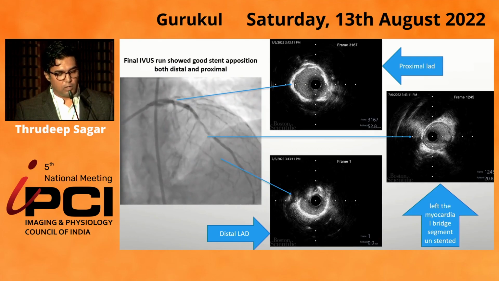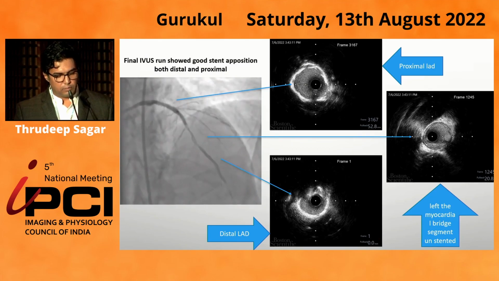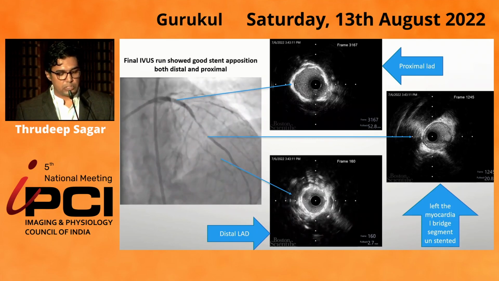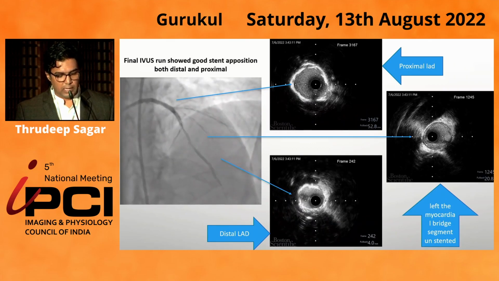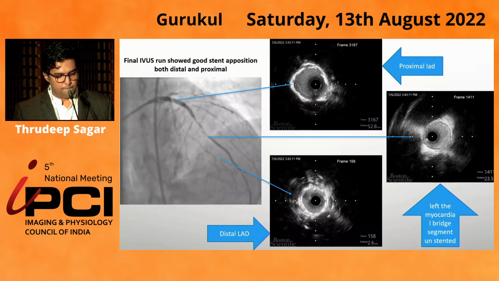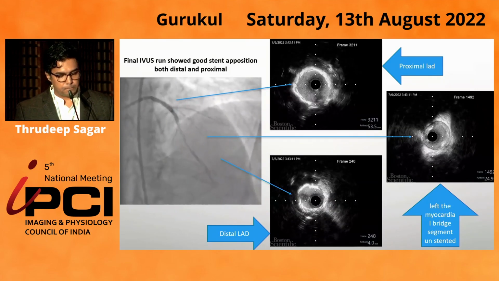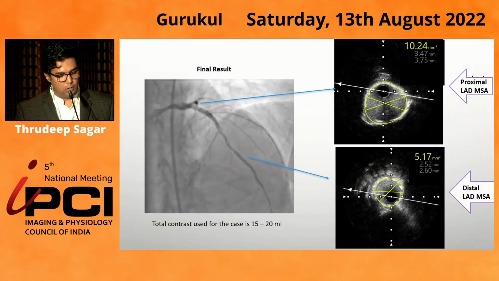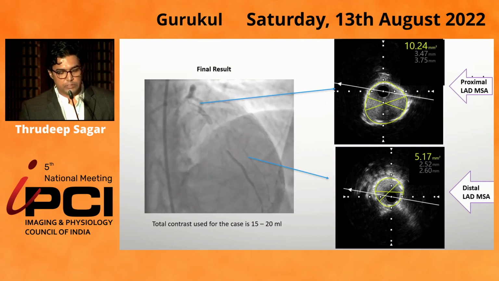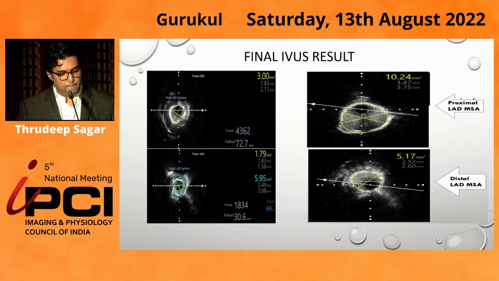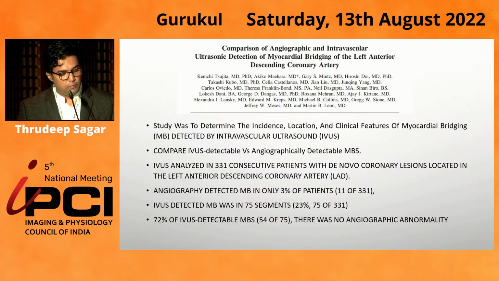For the final result, an IVUS run was also done, and that showed adequate stent apposition and a good luminal area, and we had left the myocardial bridge segment unstented. The proximal LAD was measuring about 10.24 and distal was measuring about 5.17. So this was the final IVUS result comparison.